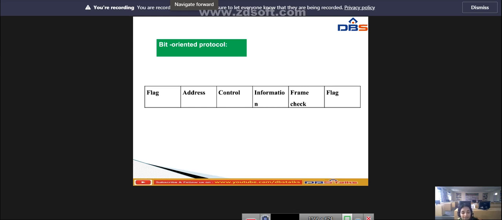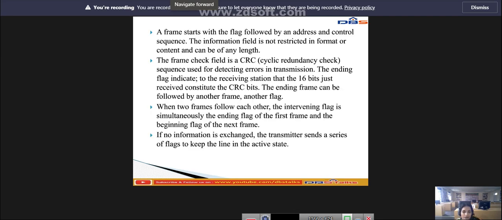So the ending flag can be followed by another frame, another flag, another frame and another flag. When two frames follow each other, the intervening flag is simultaneously the ending flag of the first frame and the beginning flag of the next frame. If no information is exchanged, the transmitter sends a series of flags to keep the line in an active state. So this is the explanation of the bit oriented protocol.